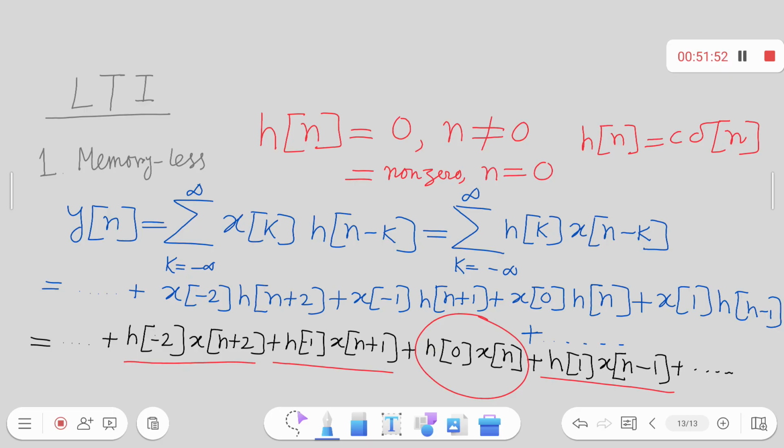Because if the system is non-LTI, then this output-input expression, y of n equal to summation x of k h of n minus k, does not hold. So this entire derivation becomes erroneous in that particular case.